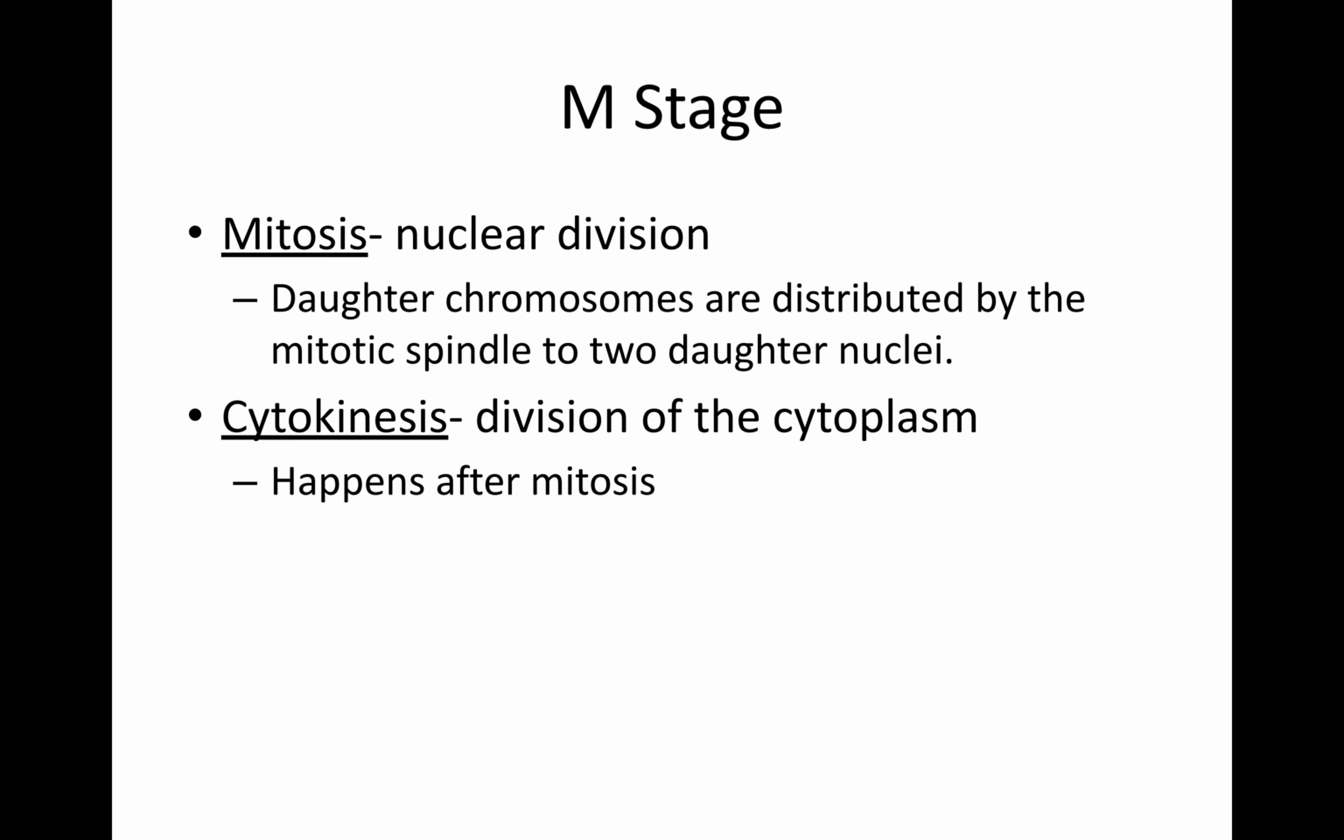So then the last stage, which is not included in interphase, is called the M stage. So we're just lightly touching all these, and then we're going to go a little bit deeper in a minute. So mitosis is the M stage, or part of it. Some books will include these two things, and some books will just say the M stage is mitosis and leave cytokinesis out of it, but it's part of it. So mitosis is nuclear division. This is actually where the cell duplicates its nucleus, okay? So daughter chromosomes are distributed by the mitotic spindle to two daughter nuclei.